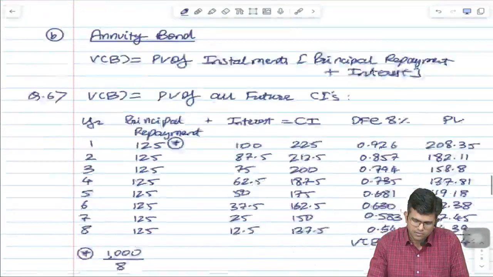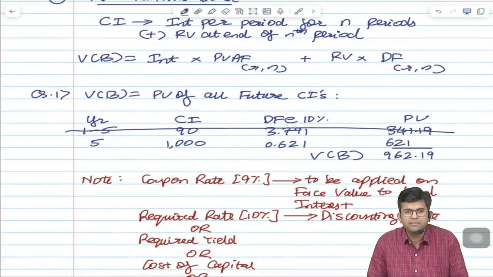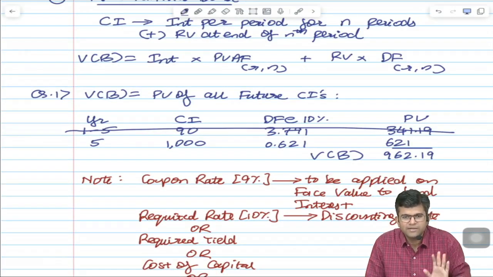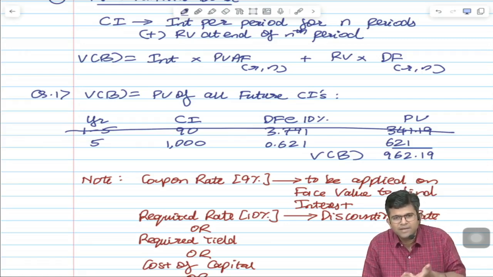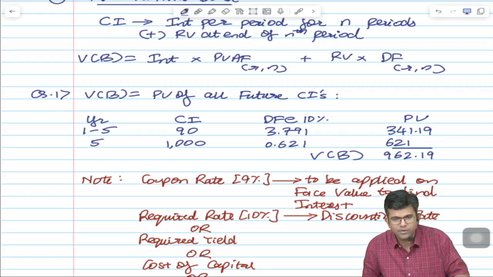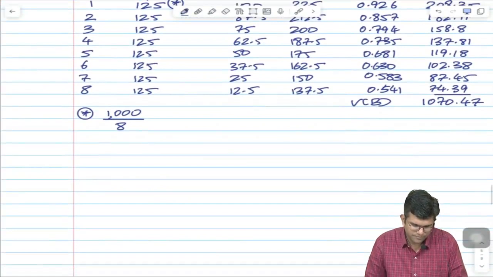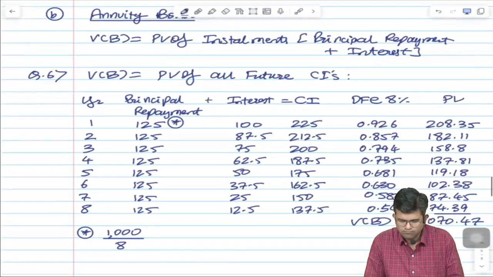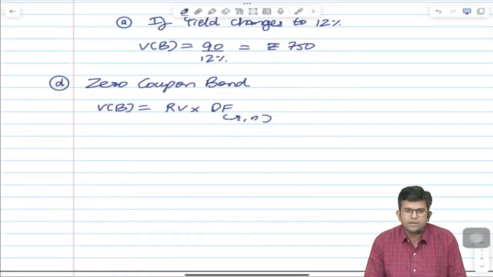Look at this. You had a plain vanilla bond, no? In a plain vanilla bond, this is not there. Only the redemption value is there, with no coupon. So if you understand plain vanilla, then there is nothing to understand in zero coupon. Everyone clear? And hence there is no question on the same.